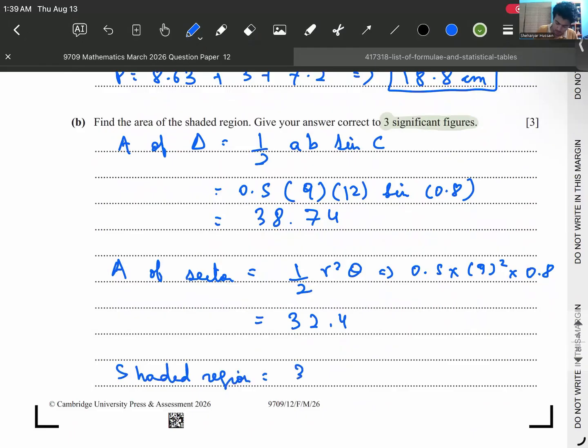So the shaded region comes out to being 38.74 minus 32.4. So 38.74 minus 32.4, we are getting the answer as exactly 6.34 centimeters squared. And that is your final answer.